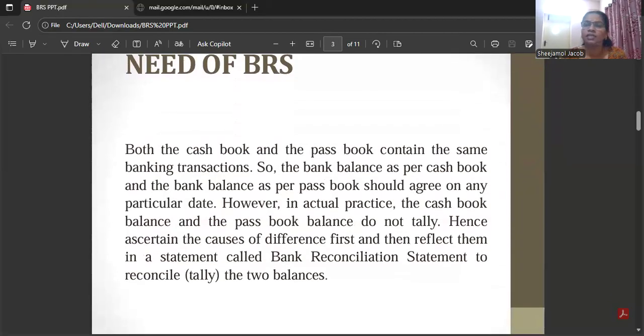Then, is there a need? What is the importance of a bank reconciliation statement? Both the cash book and the passbook contain the same banking transactions. So the bank balance as per the cash book and the bank balance as per the passbook should agree on any particular date. However, in actual practice, the cash book balance and the passbook balance do not tally. Hence, we ascertain the causes of difference first and then reflect them in a statement called a bank reconciliation statement to reconcile the differences between these two balances, that means the bank column of the cash book and the passbook balance.